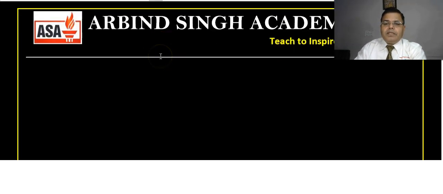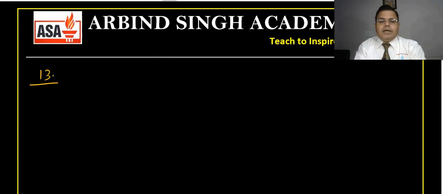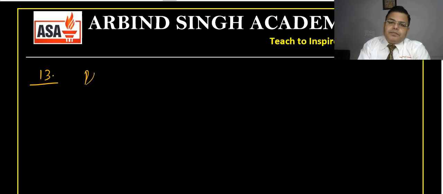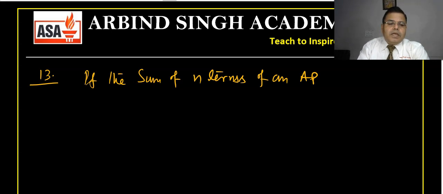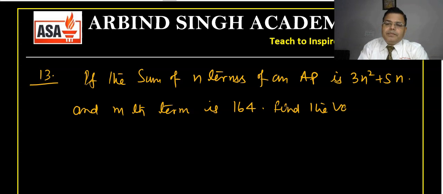Now let us see question number 13. Question number 13 is given here, that how to deal with this question. If the sum of n terms of an AP is 3n square plus 5n, and mth term is 164, find the value of m. This is the question.